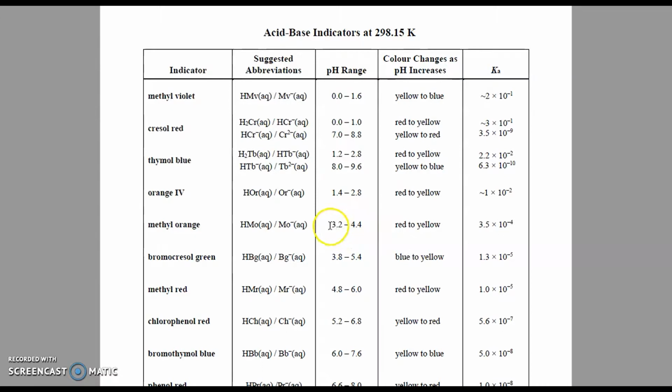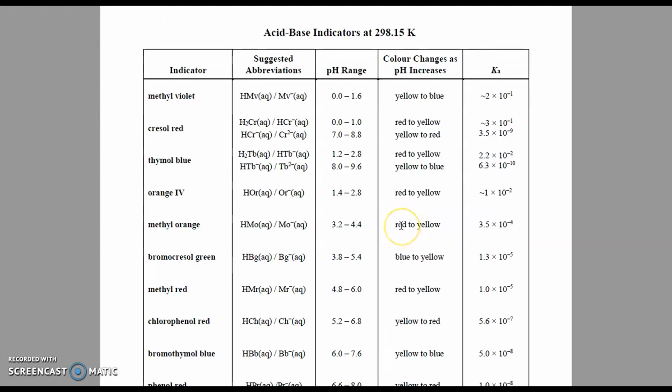And what this means is that any solution that methyl orange is put in that has a pH of less than 3.2, it's going to have a red color. And any solution that I stick methyl orange into that has a pH of greater than 4.4, it's going to have a yellow color. And so if I were to stick this indicator, methyl orange, into hydrochloric acid, which has a pH of, in this case, 1.0, then I know that that pH is less than 3.2, so methyl orange is going to give me a red color.